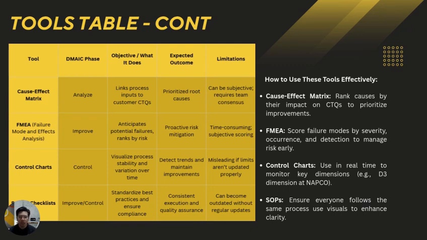So in the later phase, we rely on tools like the cost effect matrix to link process inputs to customer needs, and the FMEA to identify and reduce risk early. When we reach the control phase, control charts help monitor whether the improvements are stable, and the SOPs and checklists ensure everyone follows the same best practice. These tools are especially important for ensuring that the improvement doesn't fade over time.